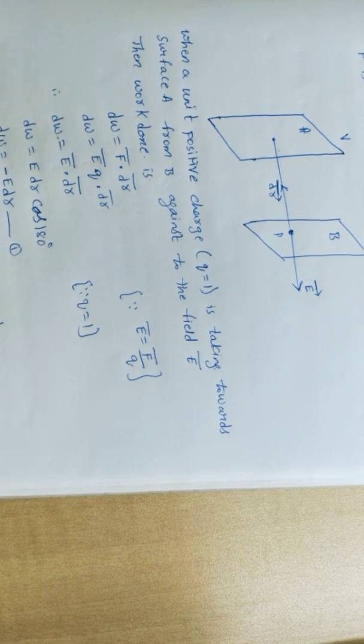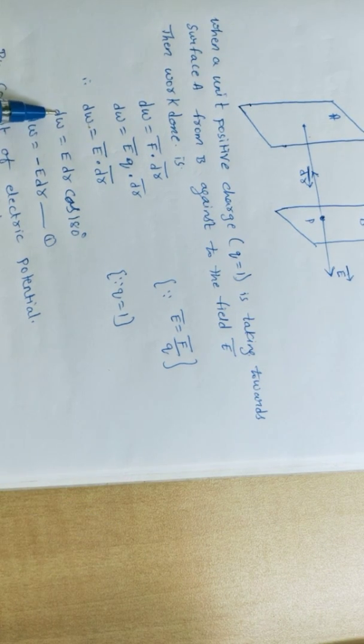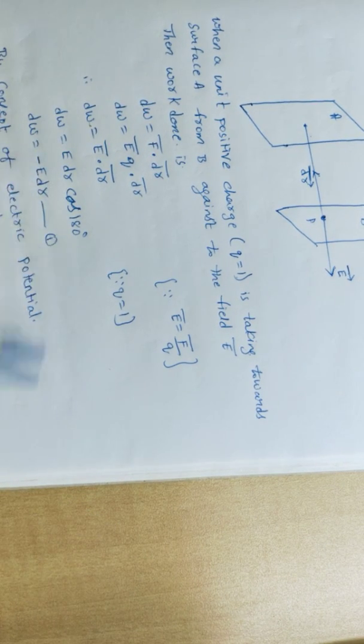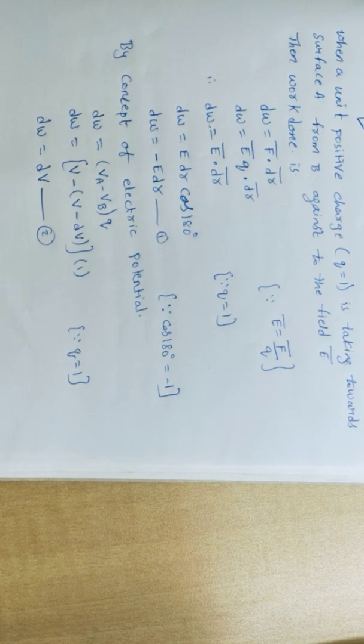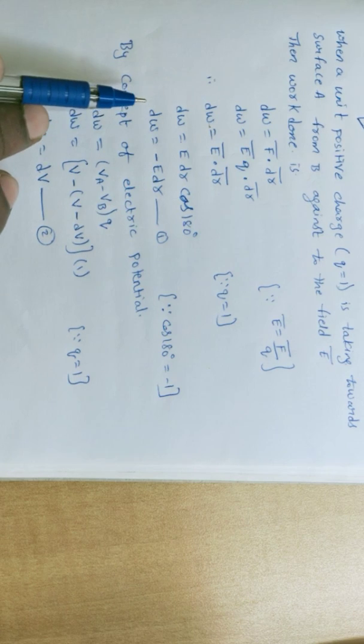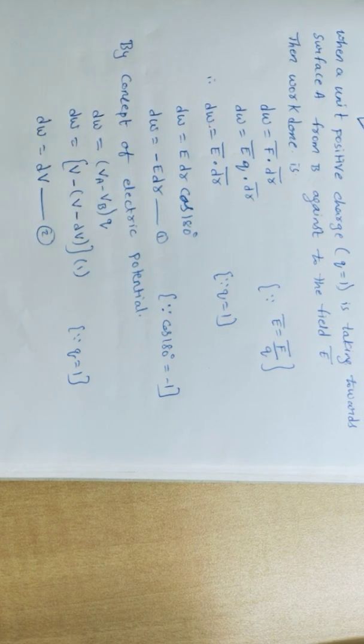Therefore dW is equal to E into dr cos 180 degrees by the scalar product concept. So dW is equal to minus E into dr, since cos 180 degrees is equal to minus 1. So friends, dW is equal to minus E into dr. Let me take that as equation 1.